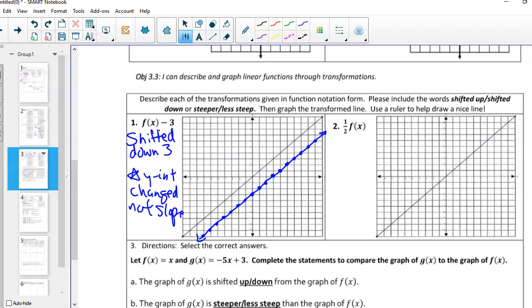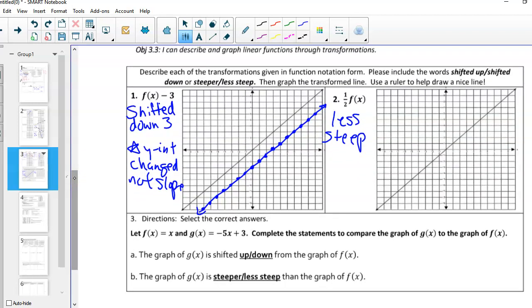Now for this one, what changed? What is going to change? The steepness. Because it's multiplying. Anytime it's multiplying, your steepness changes. Now, would this be less steep or steeper? Less steep. Remember, anytime that it's a fraction that's less than 1, so the numerator is less than the denominator, it will be less steep.